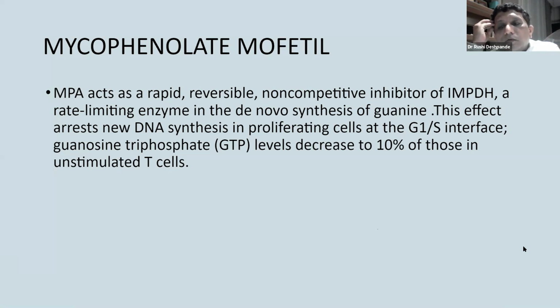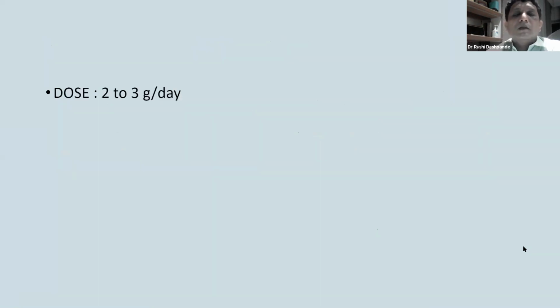It's inosine monophosphate dehydrogenase. It's one of the enzymes in the purine synthesis. So if you stop the synthesis of guanine, you arrest new DNA synthesis in the proliferating cells. So that would lead to the GTP levels decreasing to 10% of those in unstimulated T cells. So now your T cells are unable to manifest a response.